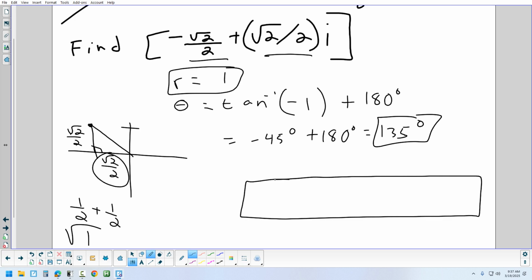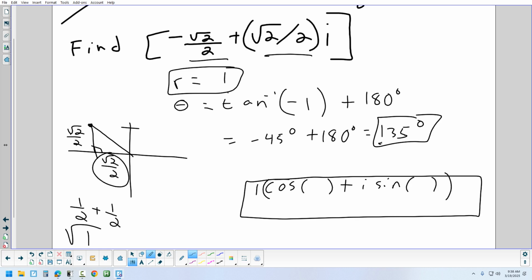How am I going to get my new radius? Radius to the 8th power. I'm going to take my radius and raise it to the 8th power. What's 1 to the 8th power? 1. So it's 1 cosine something, I sine something. And how am I going to get my new angle?